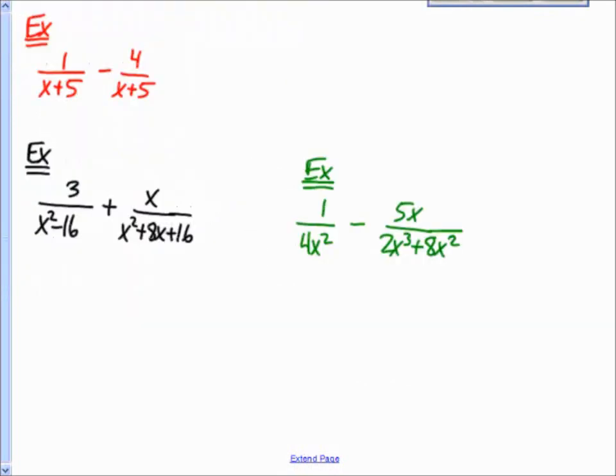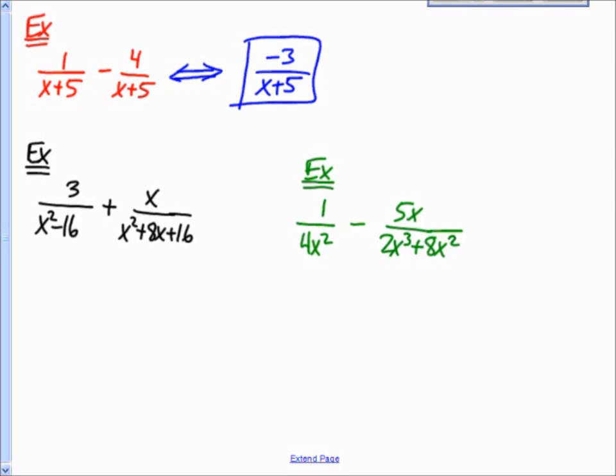Okay, let's try 3 more here, some review problems. So if you want to pause it and try these first, that'd be great. Right here, you notice that they both have an x plus 5 denominator, so it's common. So we just go 1 minus 4, negative 3 all over that common denominator, x plus 5.